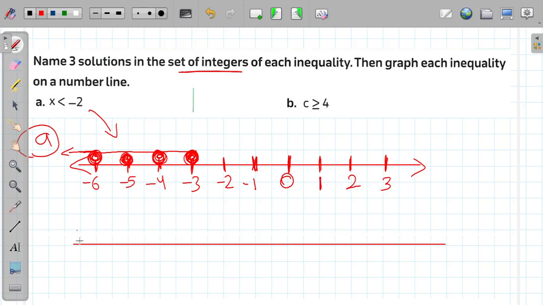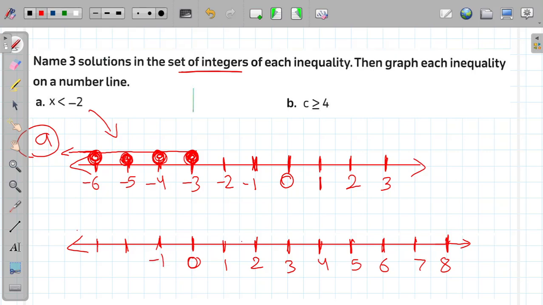Okay. And I have 1, 2, 3, 4, 5, 6, 7, 8, 9, and here I have 1, 2, 3. So I will start with 0 here. Next I have 1, 2, 3, 4, 5, 6, 7, 8. Okay, and here I have negative 1, negative 2, negative 3.